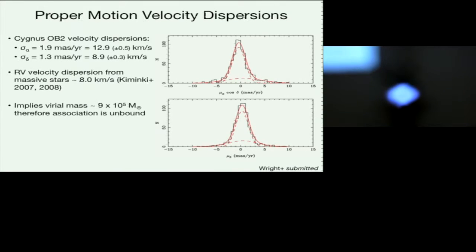If you put these three velocities together, you can estimate the virial mass of the system, the mass that would be needed to hold this group of stars together, and that comes out at about 9 times 10 to the 5 solar masses. Unsurprising, I think, that that's about an order of magnitude larger than the stellar mass, telling us the system is unbound, but it's an OB association. We kind of expected that.